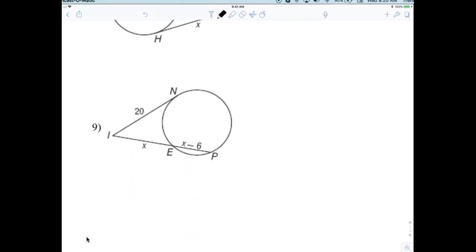Okay, number 9, just to make sure again, x times 2x minus 6 equals 20 squared. Remember, this is the one that's hard because it's x plus the whole thing. So then 2x squared minus 6x minus 400. Now wait a minute.